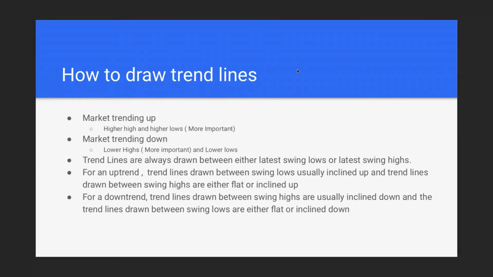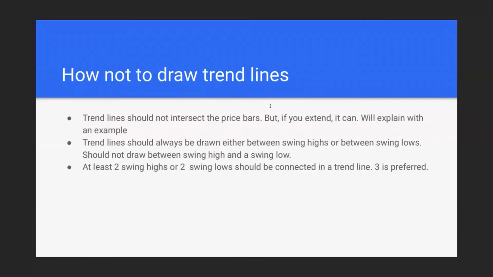Now, having done this, there are certain rules, guys. So far we talked about how to draw the trend line, which we are going to look into in more detail. But I wanted to say how not to draw trend lines. When you draw a trend line, it should not intersect the price bars. If you're drawing between two points, it should not be intersecting some bars in between. Now, if you extend it, it can intersect, but it should not intersect before that.